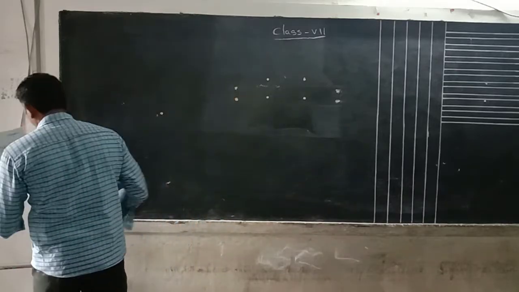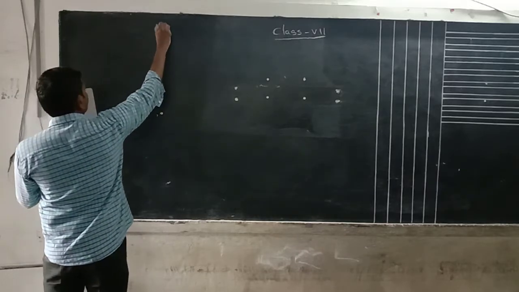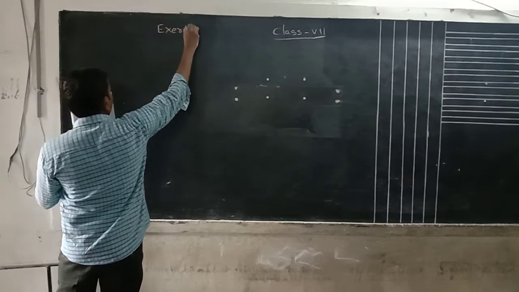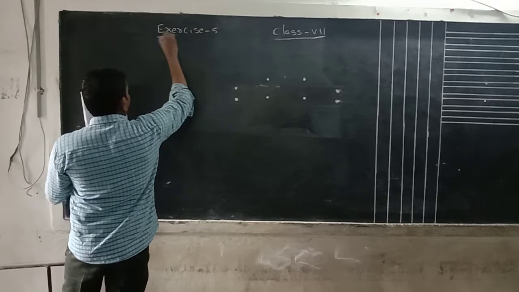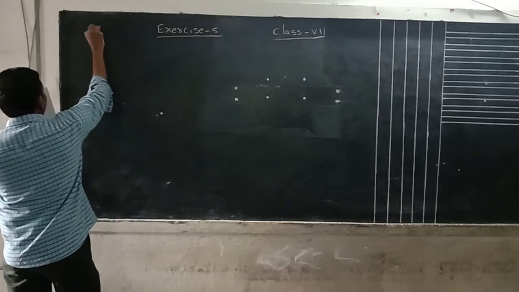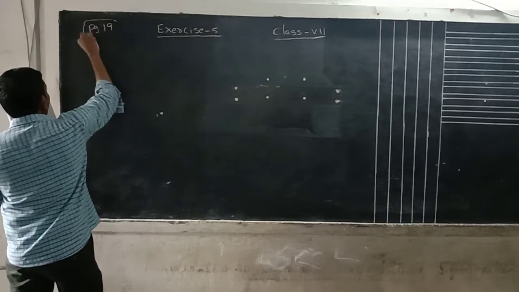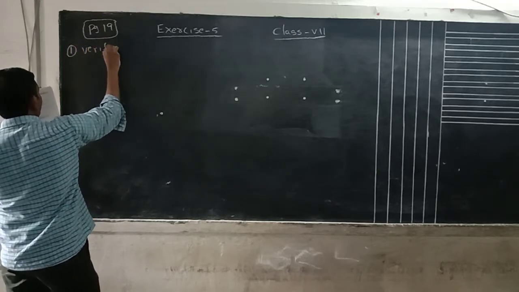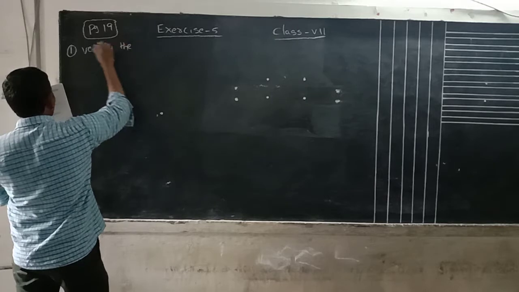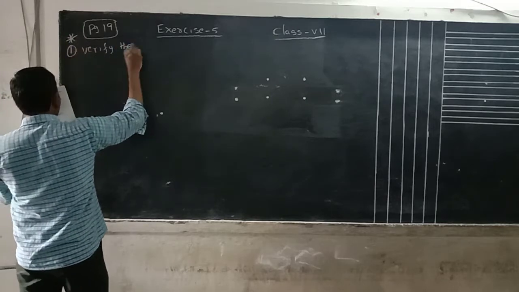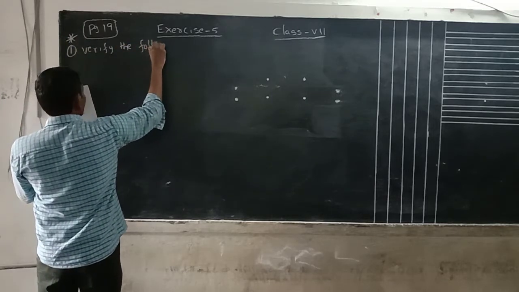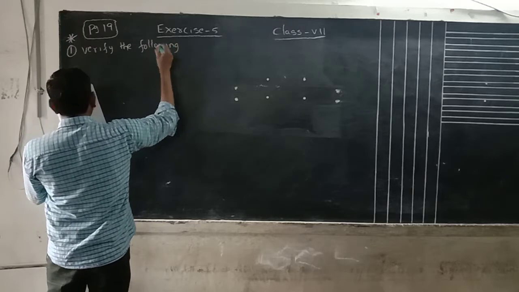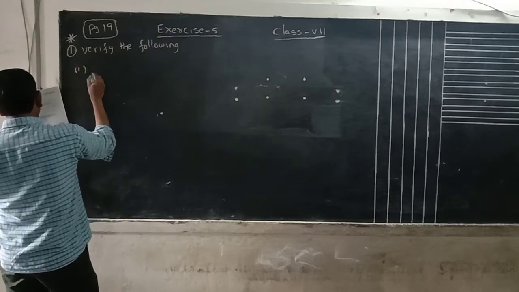In exercise 5, page number 19. Page number 19. First question. Verify the following. Very important problem this is. So many times they ask this question in examinations. So many times this type of question is repeated. One question I will explain.